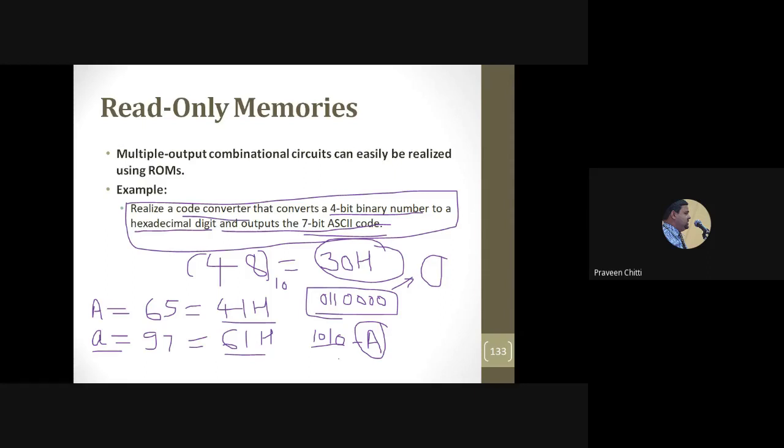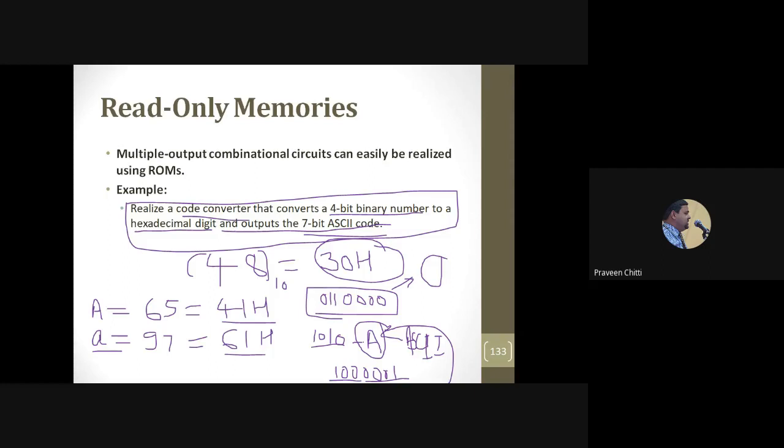It should give me output as what? Not A. What should I get? 7-bit 1000001. Why should I get this? What is this equivalent to? 100 is nothing but what? 4. 0001 is nothing but what? 1. So it is 41. And what is this 41? It is the ASCII value of A. So this is the code converter that you have to design.